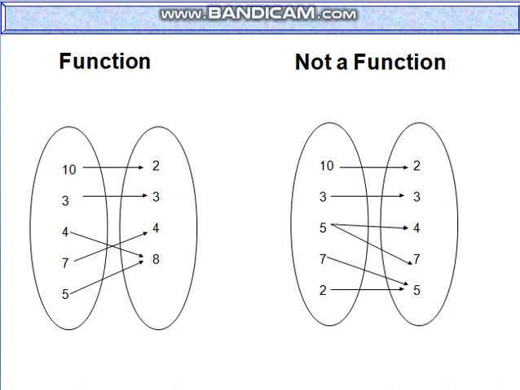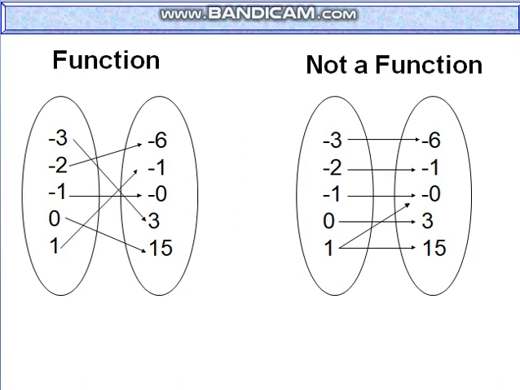According to the function definition: 10 connected to 2, 3 connected to 3, 4 connected to 8, 7 connected to 4, 5 connected to 8. This is a function because two elements present in the domain can connect to a single element in the range. But this is not possible in a non-function: 10 connected to 2, 3 connected to 3, 5 connected to 4, 5 connected to 7. Then this is not a function.